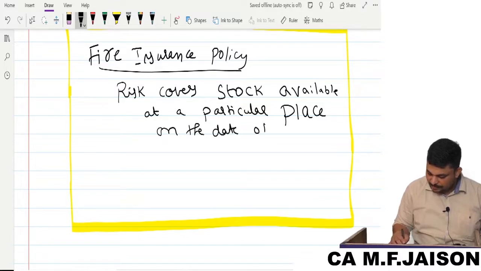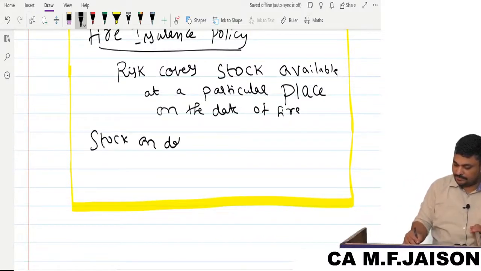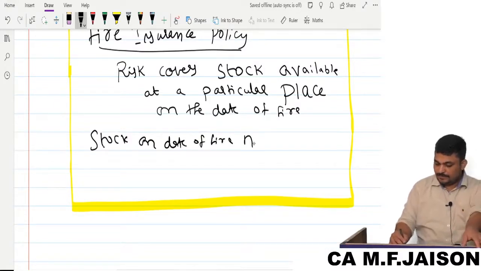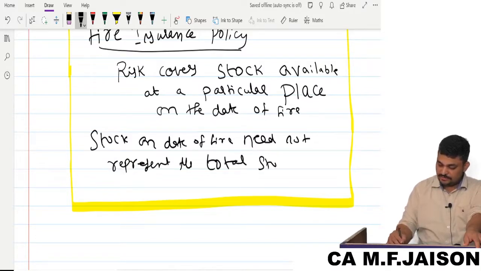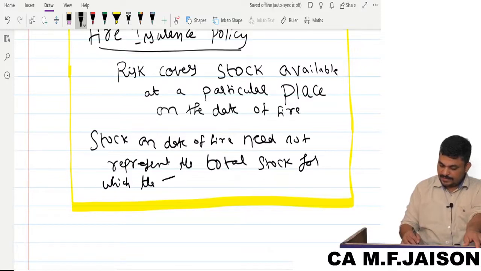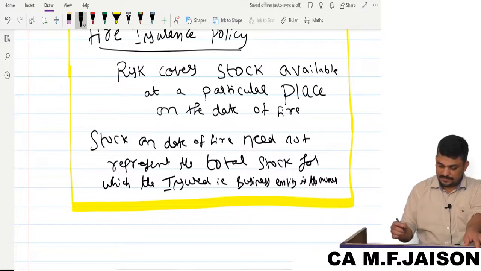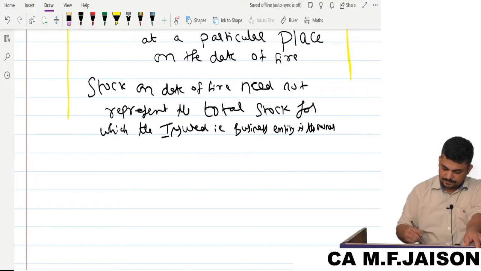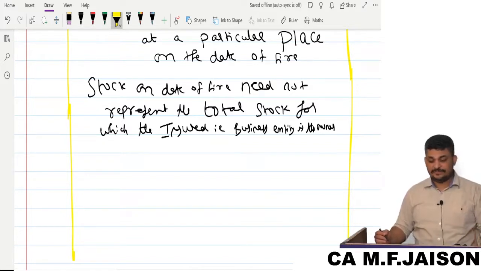Stock on the date of fire need not represent the total stock for which the insured, that is the business entity, is the owner.